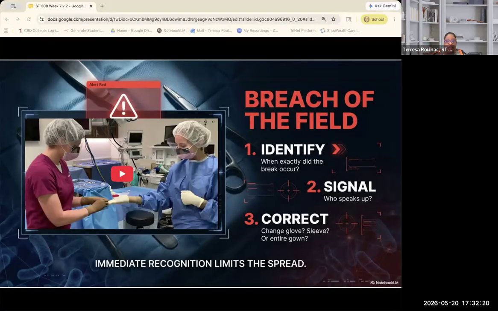Now, again, you announce, hey, my glove is contaminated. You stop movement in most cases if you can. A lot of times your case is still going on, okay?